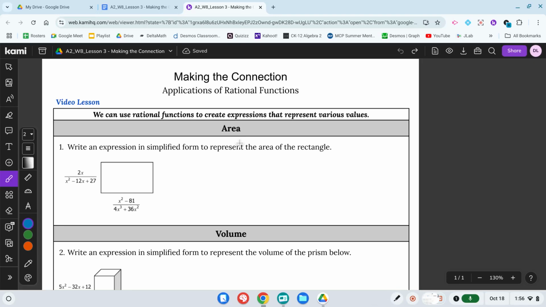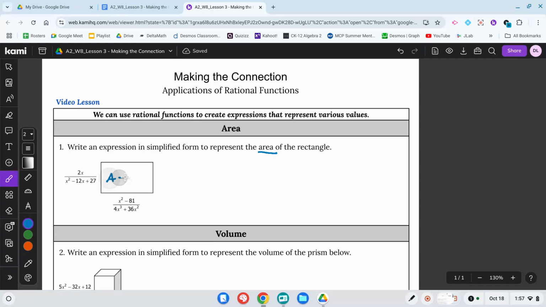Right, in this lesson, we're going to make the connection between rational functions and other calculations that you learned in previous math classes like area, volume, and perimeter. The first one we'll look at says to write an expression in simplified form to represent the area of the rectangle. So first thing to do is to remind yourself of what the formula is for area of a rectangle.